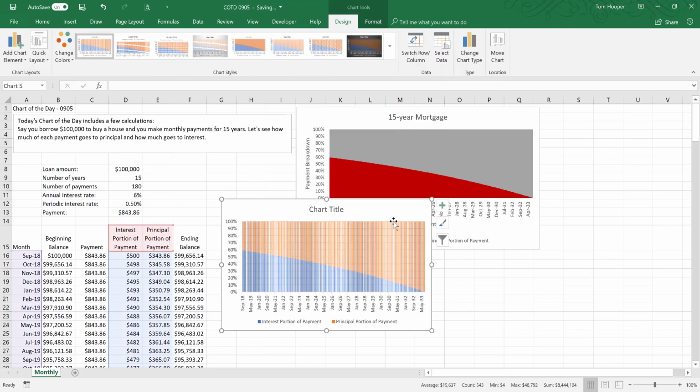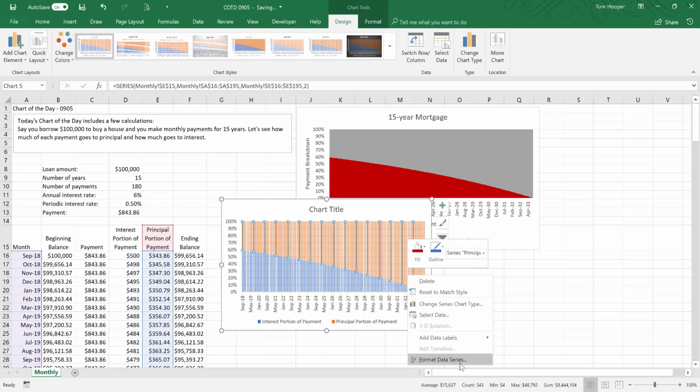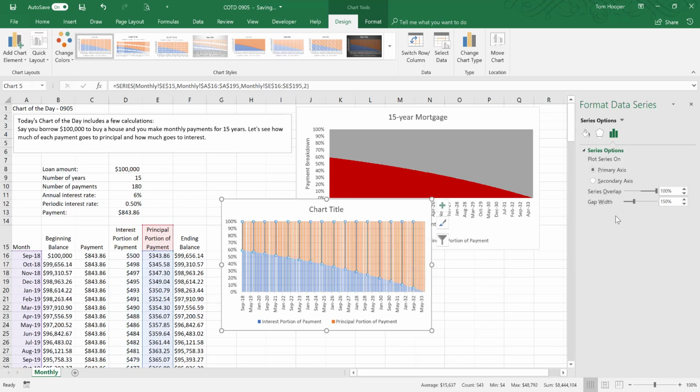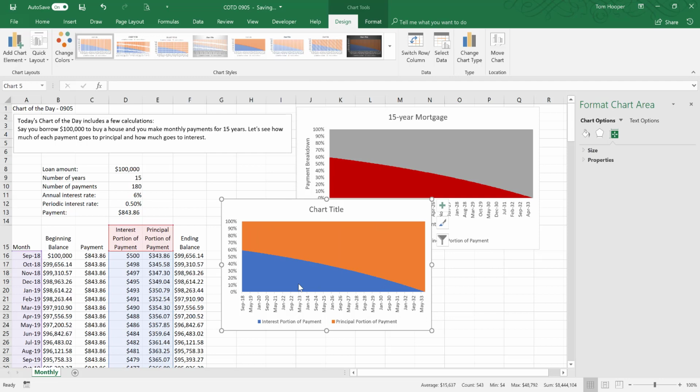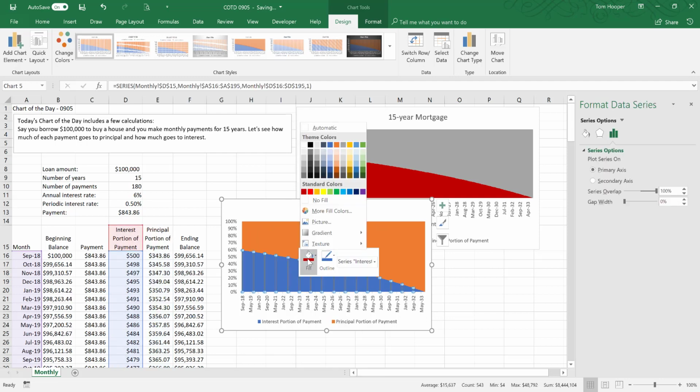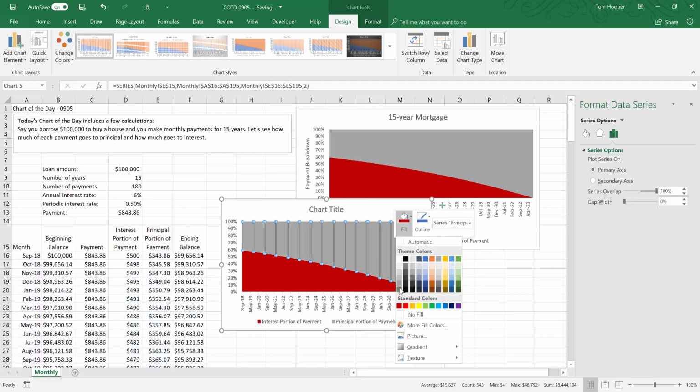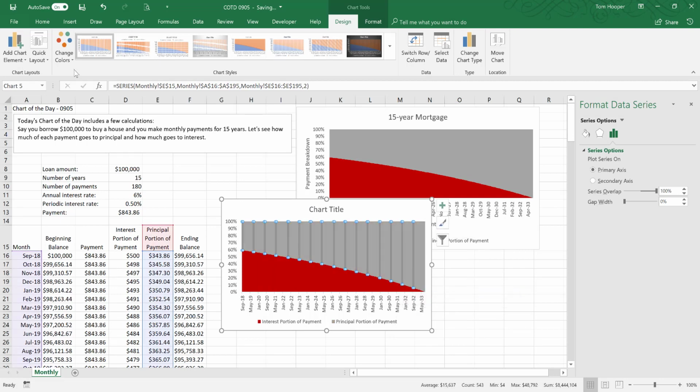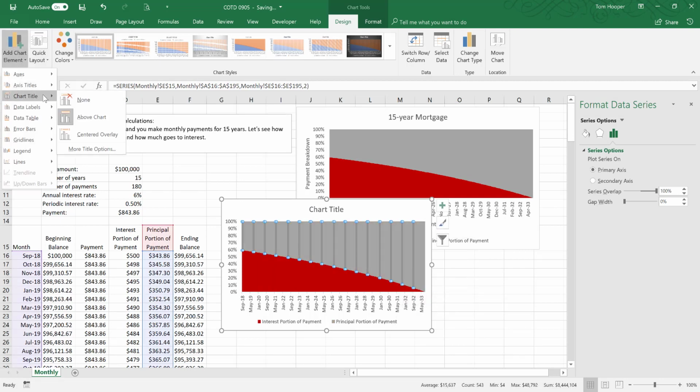Now we have 180 little bars on here. They're hard to look at. So let's right click and format them and get rid of the gap width. Then all that's left to do is change the color, and add the titles.